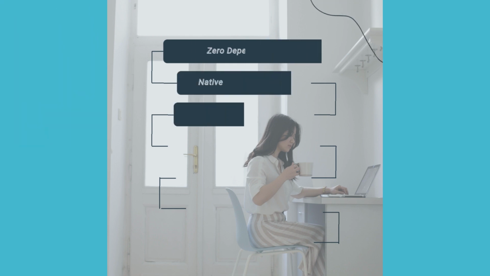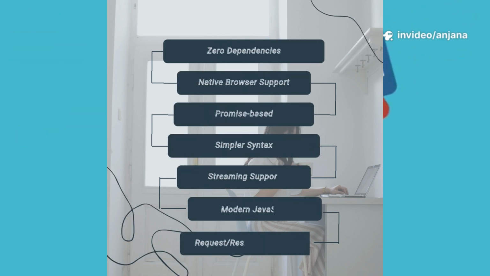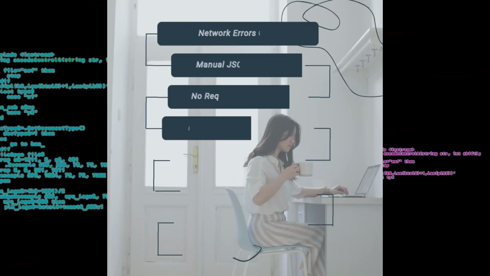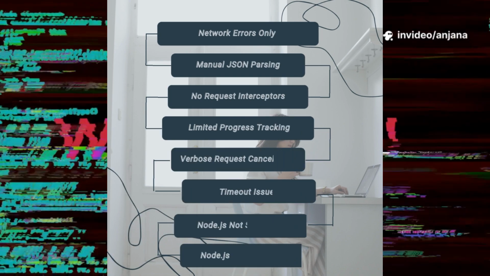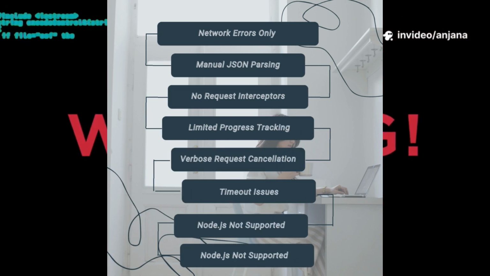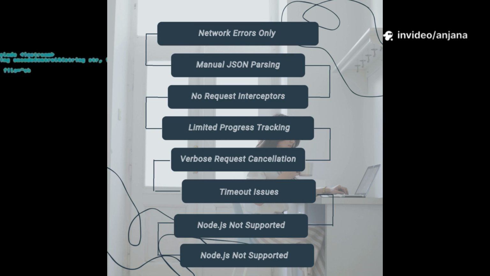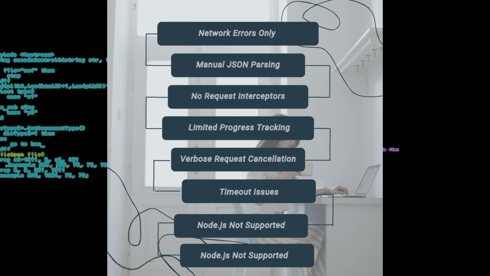Fetch benefits: zero dependencies, native browser support, promise-based architecture, simpler syntax, and excellent streaming support. Your bundle stays lean. However, Fetch has quirks. It doesn't reject on HTTP errors like 404 or 500, only network errors. You must manually parse JSON, there are no built-in interceptors, and progress tracking requires extra work.